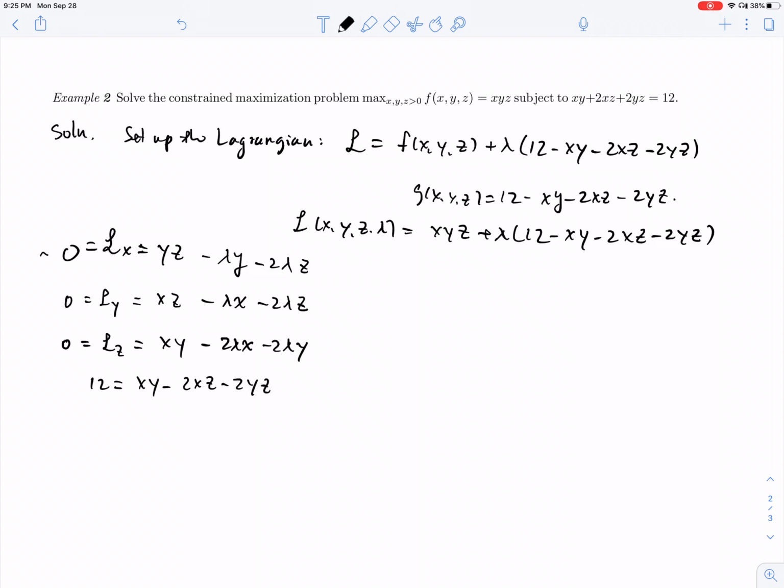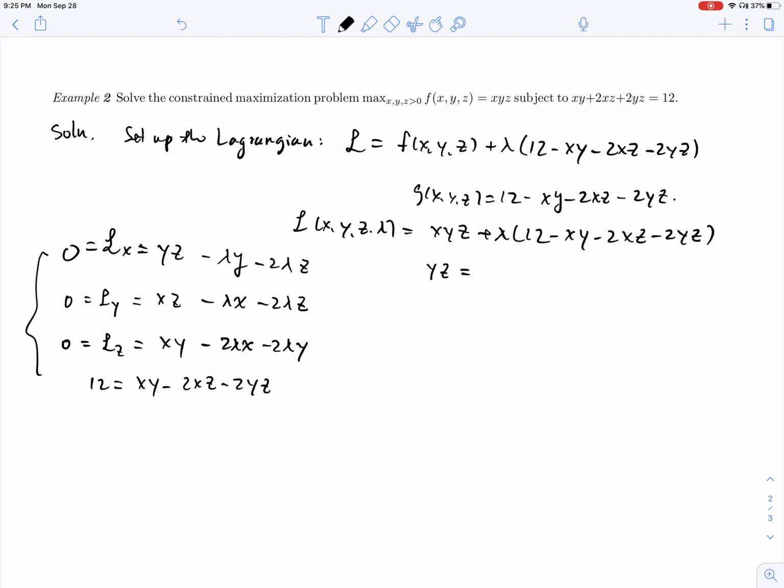And we have 4 equations. Usually, these equations are nonlinear. It's not so easy to solve, and there is no general rule you can apply to solve it. But for all these Lagrange multiplier methods, we can always try to eliminate lambda from the first 3 equations, and then couple with the last one. So let's try.